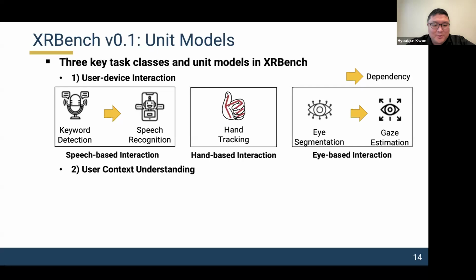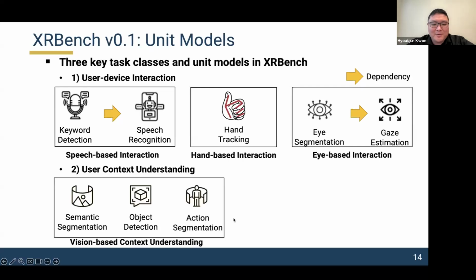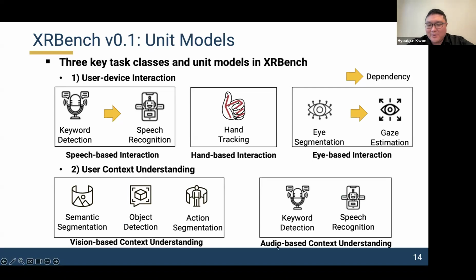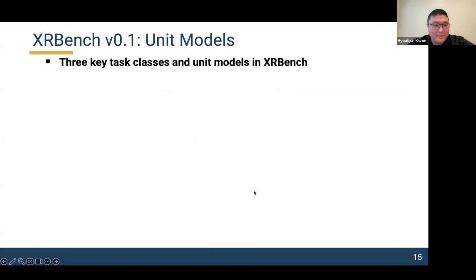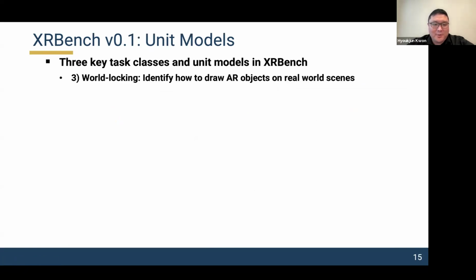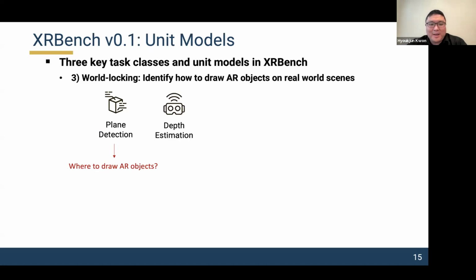And the second class is user context understanding. For vision-based context understanding, there are semantic segmentation, object detection, and action segmentation models included. And for audio-based context understanding, we have keyword detection and speech recognition, just like these models. And world locking. This word may not be very familiar to many people, but this basically means how we identify how to draw AR, augmented reality, objects on real-world scenes. For example, we can use plane detection to identify where to draw the planar AR object in the scene. And we also need depth estimation to identify the proper size of the AR object to be drawn in the user scene.